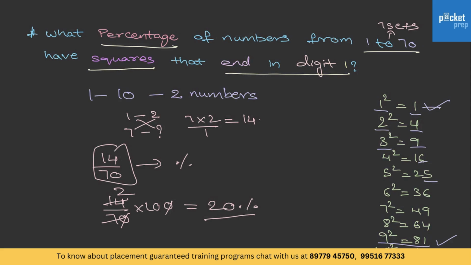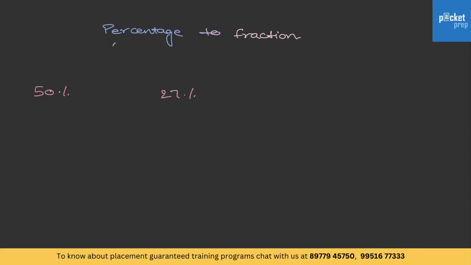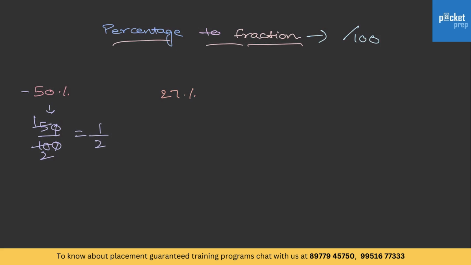Let's see case 2. Percentage to fraction. As I've said before, to convert percentage to fraction, we must divide by 100. Here are a few examples. 50%. So to convert this into fraction, we must divide this by 100. 50 by 100. 5 ones are 5, 5 twos are 10, which gives us 1 by 2. Same in the case of 27%. 27 must be divided by 100, which gives us 0.27. Or if you want to keep it as a fraction, you can just say 27 by 100.